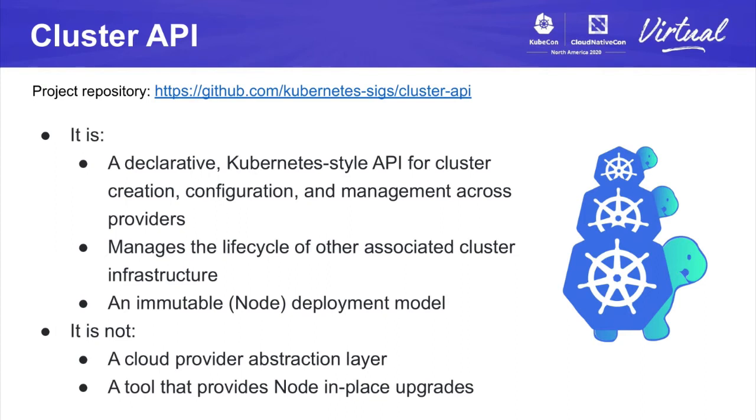Some important things to understand. This is different from the Kubernetes cloud provider, which provides workload cloud resources like volumes and load balancers. This is provisioning similar infrastructure, but for the cluster itself. And one of the important design decisions was that the specification of a machine is immutable. But it's interesting in that Cluster API still provides the ability to upgrade the cluster.